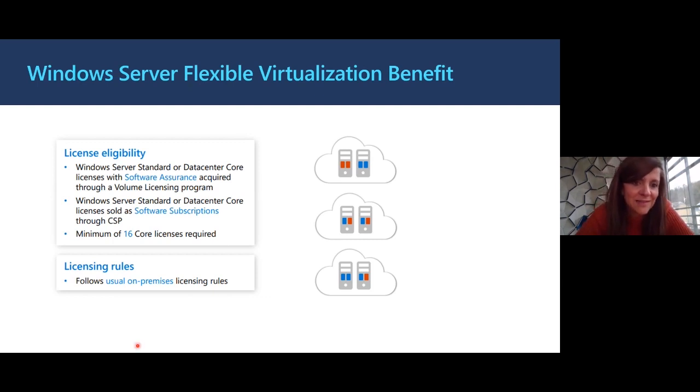Pardon, but you need at least 8 cores per virtual machine. And as said, the usual Windows Server on-premises licensing rules remain active. So it means that you also need client access licenses.